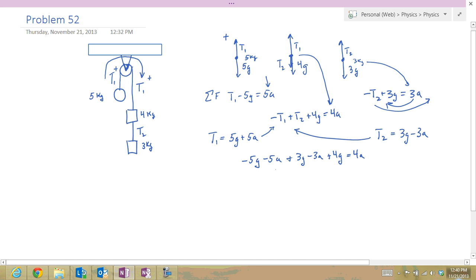So combining like terms, I have minus 5 plus 3 plus 4. So that should give me a plus 2g minus, and I have 8a equals 4a. So 2g has to equal 12a. So a has to equal 2/12 g, or 1/6 g.